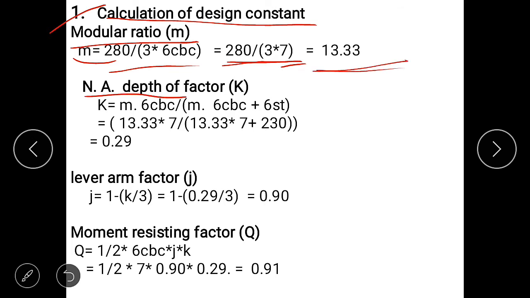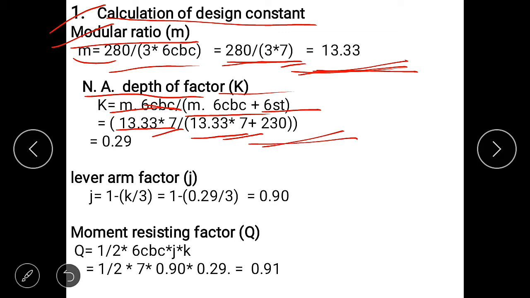Now the neutral axis depth factor K. To calculate K, the formula is M into sigma CBC divided by M into sigma CBC plus sigma ST. First, we calculated the modular ratio M as 13.33. Sigma CBC, the permissible stress in concrete, is 7, divided by M into sigma CBC, where M is 13.33 and sigma CBC is 7, plus sigma ST, meaning the permissible stress in steel, 230. So the answer for K is 0.29.